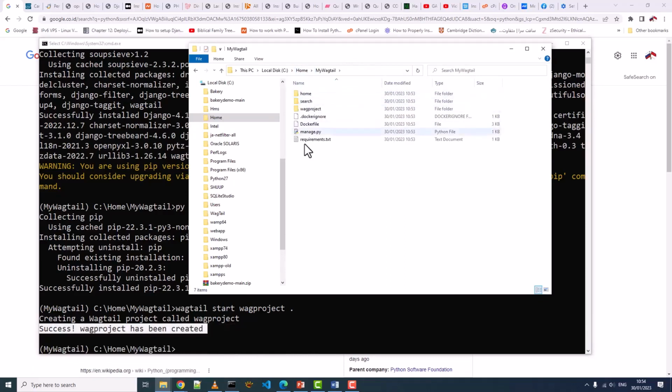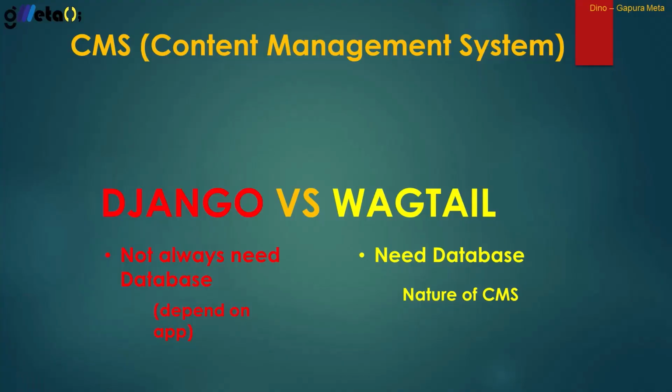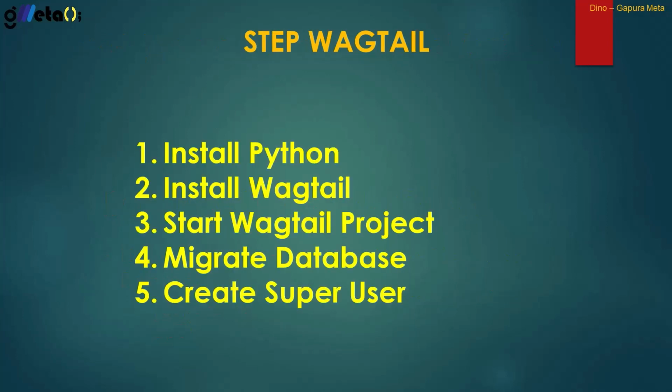Unlike Django project where there is only one project folder, in Wagtail, when we create a project folder, at the same time it also creates home and search folders. The similarity with the Django project is that there is also the most important file, manage.py, parallel to the three folders. Wagtail is a CMS framework, therefore it requires a database. Unlike Django, which doesn't necessarily require a database. So, before Wagtail can be used, we must first migrate the database and create a login for the admin dashboard.